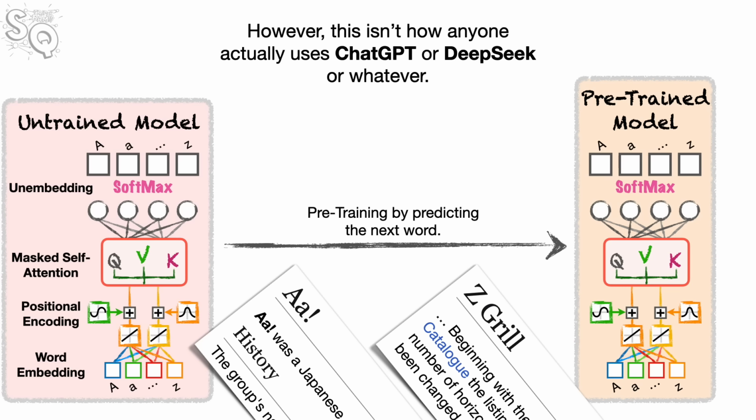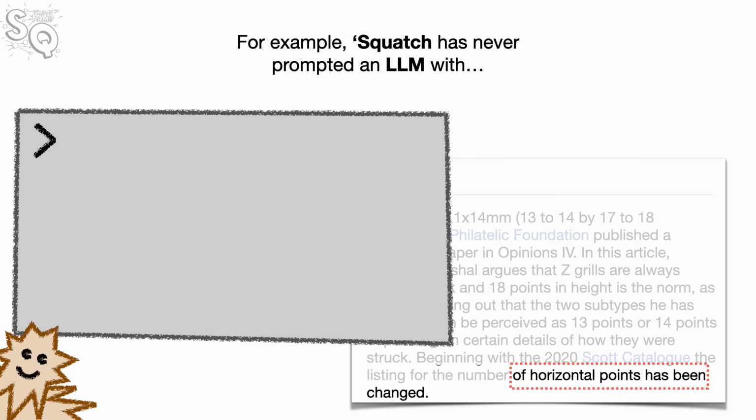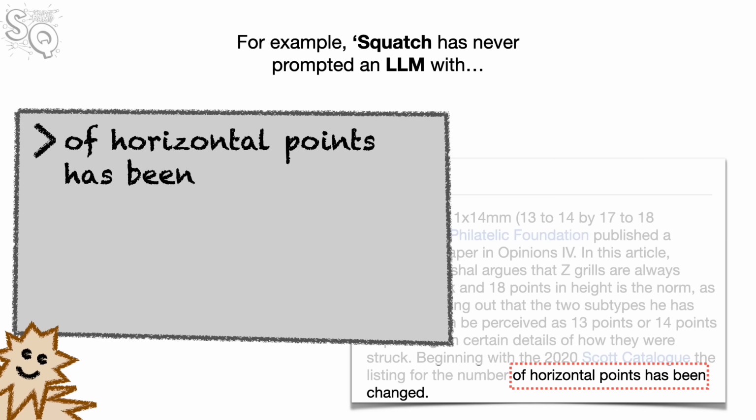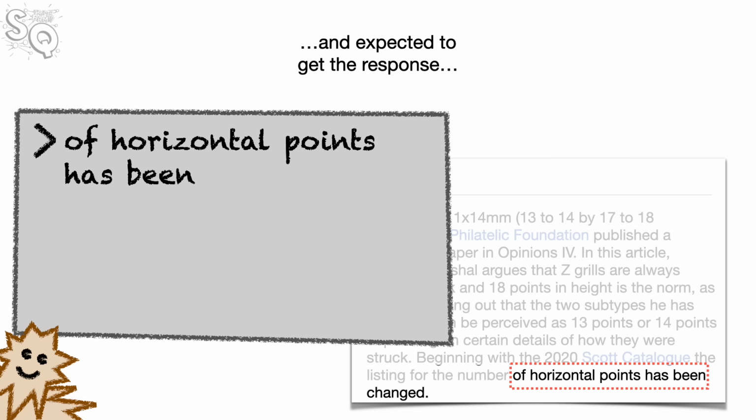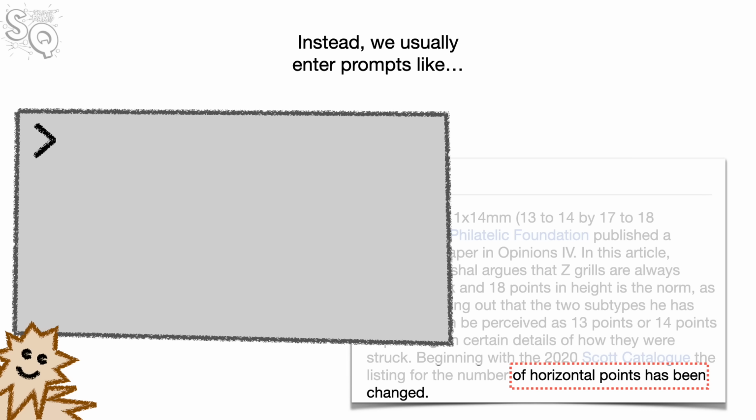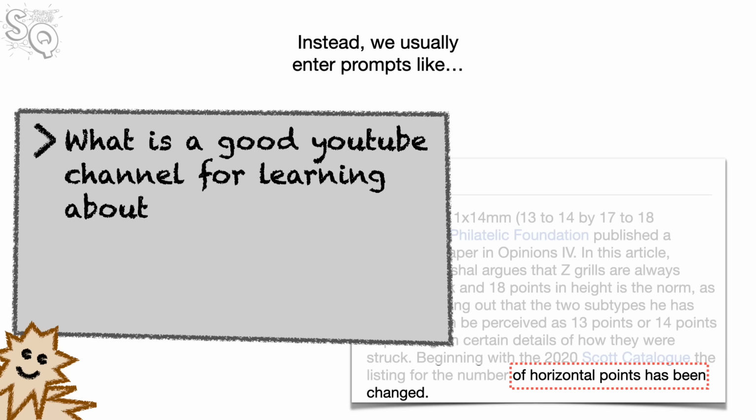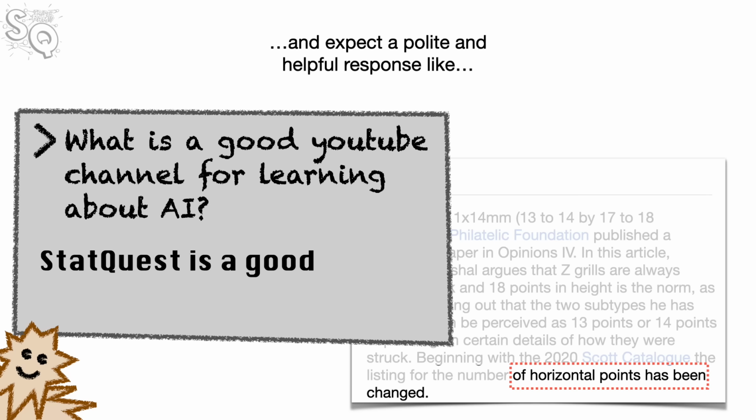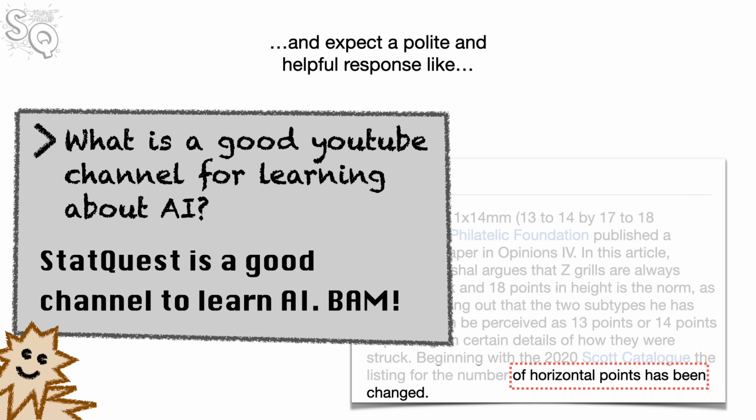However, this isn't how anyone actually uses ChatGPT or DeepSeek or whatever. For example, Squatch has never prompted a large language model with of horizontal points has been and expected to get the response changed. Instead, we usually enter prompts like, "What is a good YouTube channel for learning about AI?" and expect a polite and helpful response like, "StatQuest is a good channel to learn AI, bam."